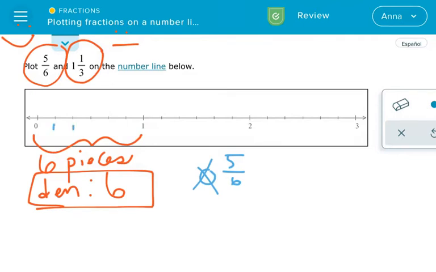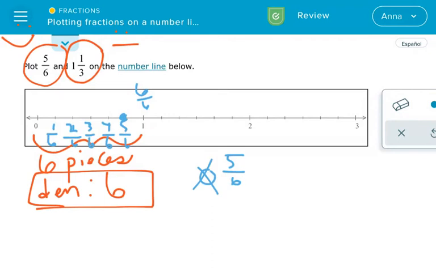1, 2, 3, 4, 5, 6. So 1/6, 2/6, 3/6, 4/6. This is 5/6. So this is where we place our point. Now, if you go one more, you get 6/6. And 6/6 is the same thing as one whole. So hopefully that makes sense.